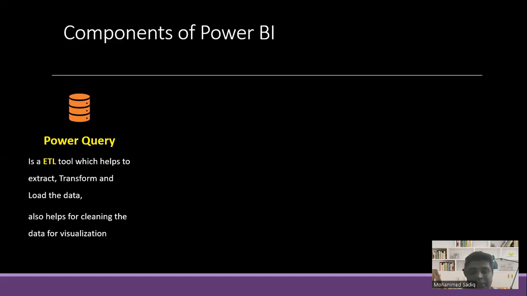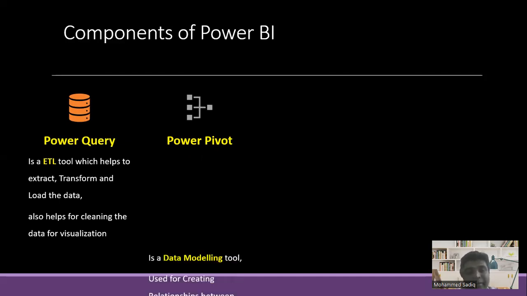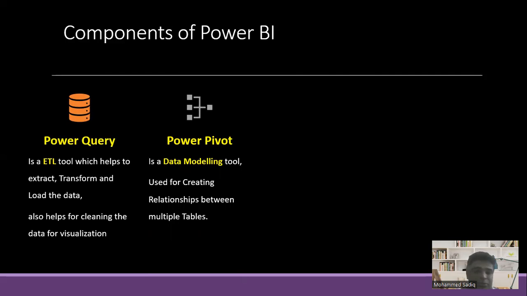Fine. The next thing is Power Pivot. So what is Power Pivot? Power Pivot is a data modeling tool. This tool helps you create relationships between multiple tables. If your source data is spread across multiple tables, you want to read that data, and then you want to create a relationship between them. That is where exactly we use Power Pivot.